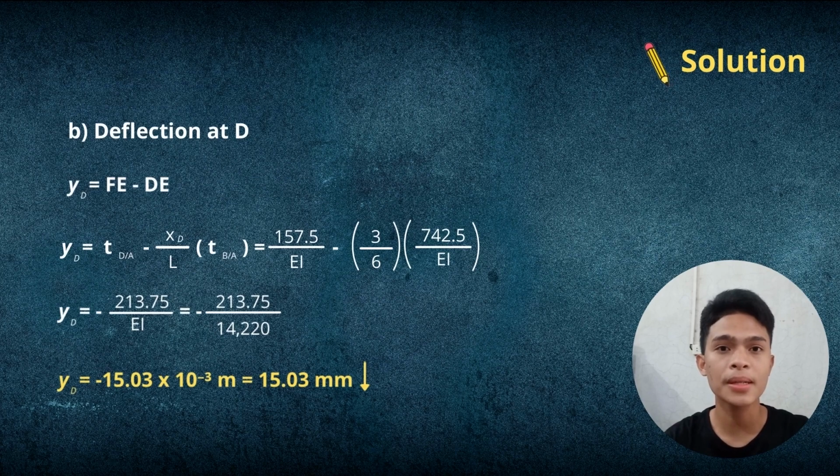To calculate the deflection at point D, we can use the formula yD is equal to FE minus DE. From the deflection diagram, the equation can be written as yD is equal to tDA minus xD over L times tBA. Substituting the values to the derived equation, yD or the deflection at point D is equal to negative 15.03 times 10 raised to negative 3 meters or 15.03 millimeters downwards.